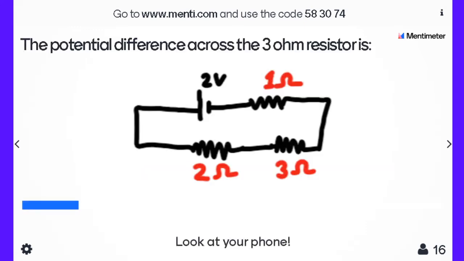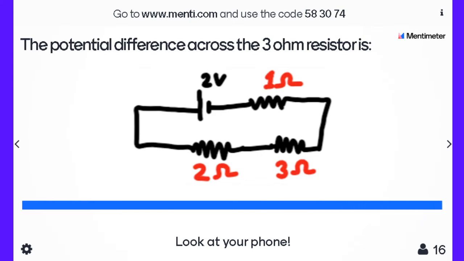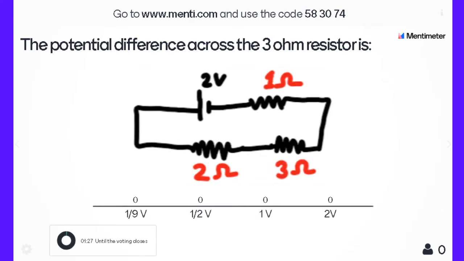Okay, so the next question coming up is this. You have to find out the potential difference across the 3 ohm resistor. Potential difference across the 3 ohm resistor.